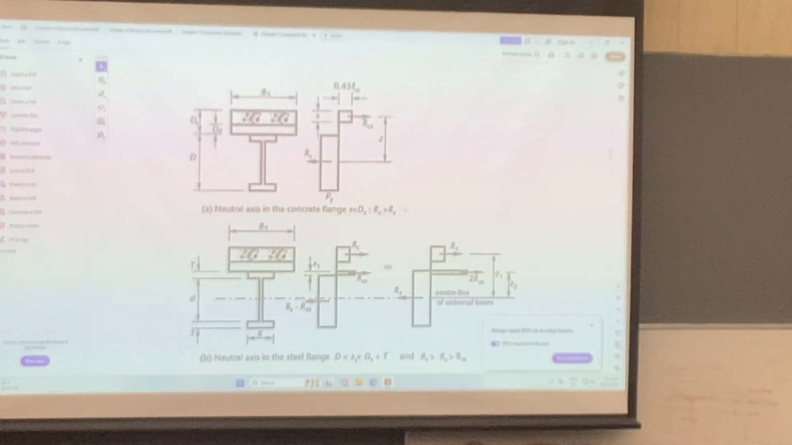Okay, that's the case. And then the other case is that RS is larger than RC. That means the tension capacity will be larger than the whole compression capacity of the concrete. That means the neutral axis must be within the steel section. So that part of the steel will also be in compression. So RS must be larger than RC, and in this case has to be larger than the RW. That means this is the compression force within the web.